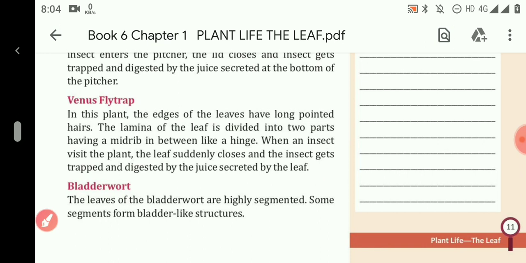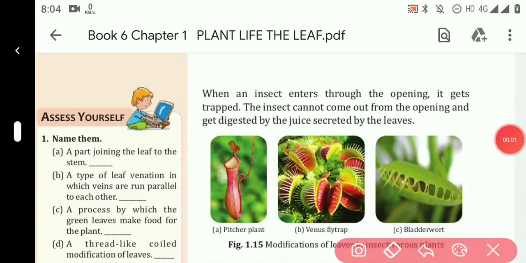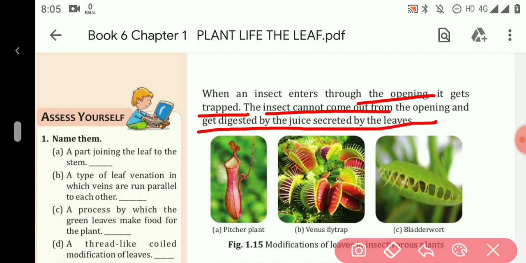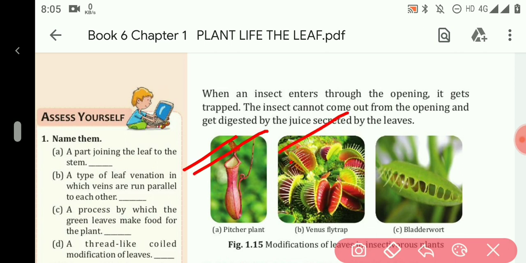Next one is bladderwort. The leaves of the bladderwort are highly segmented, highly differentiated. Some segments form bladder-like structures. When an insect enters through the opening, it gets trapped. The insect cannot come out from the opening and gets digested by the juice secreted by the leaves. In this way, bladderwort traps the insects and obtains minerals from them. Here is a diagram given of pitcher plant, Venus flytrap, and the bladderwort.